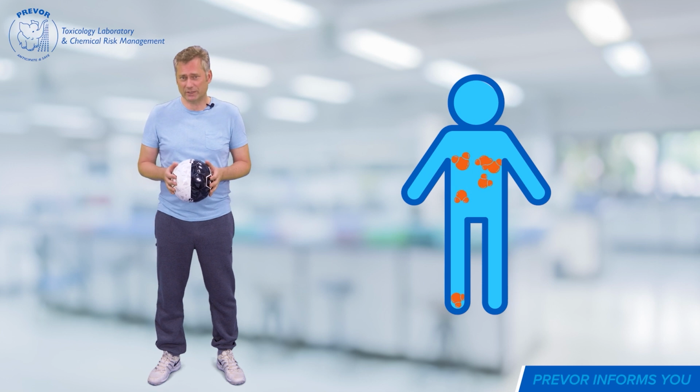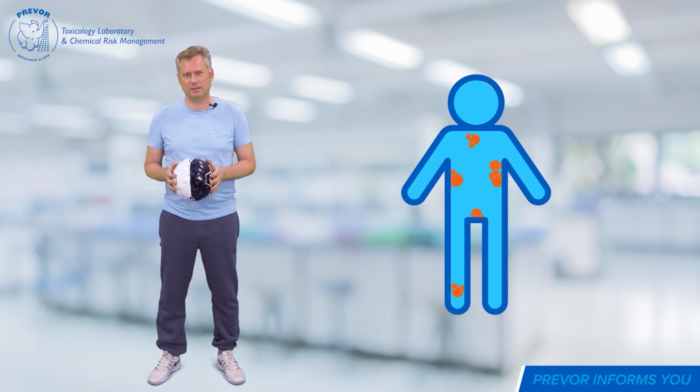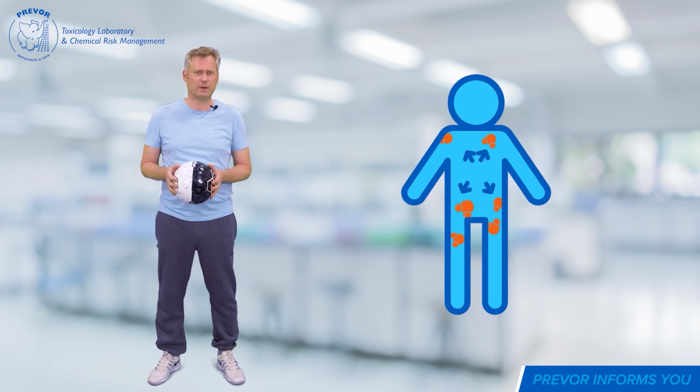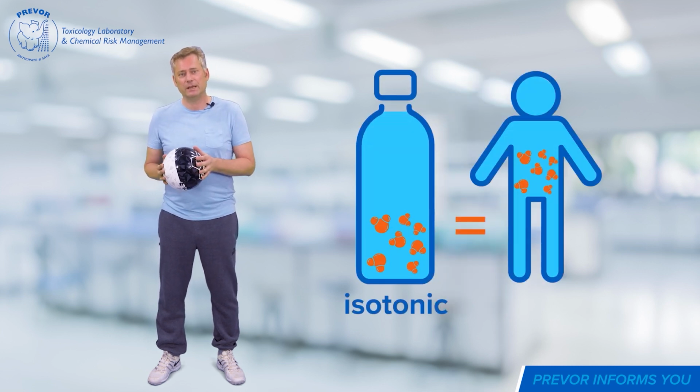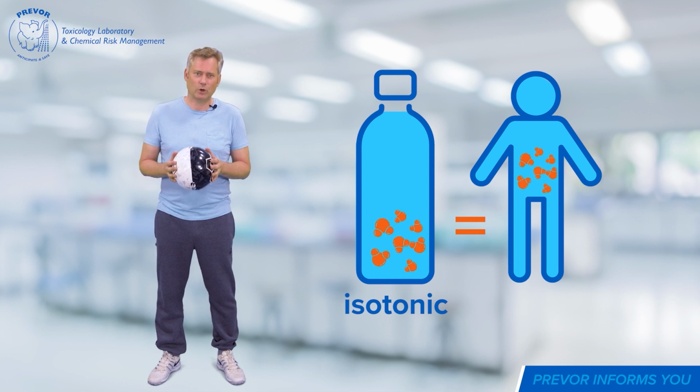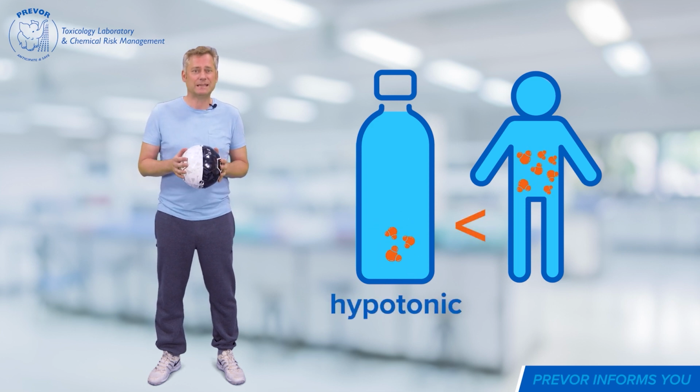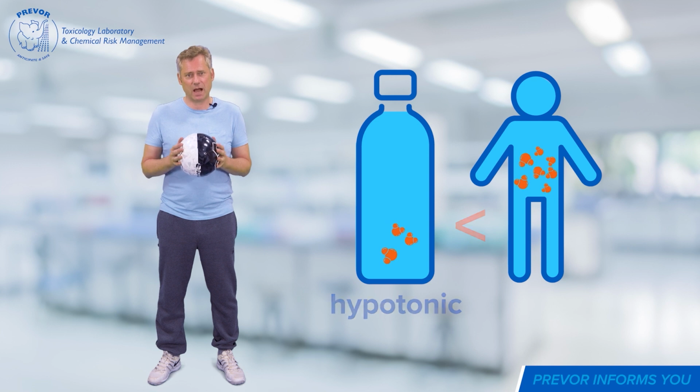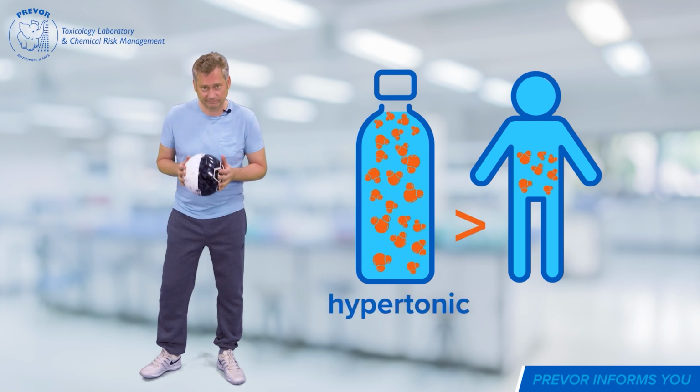Our body also contains ions and molecules. It therefore also has an osmotic pressure. If a liquid has the same osmolarity as our body, it is isotonic. If the osmolarity is lower, the liquid is hypotonic, and if it is higher, it is hypertonic.